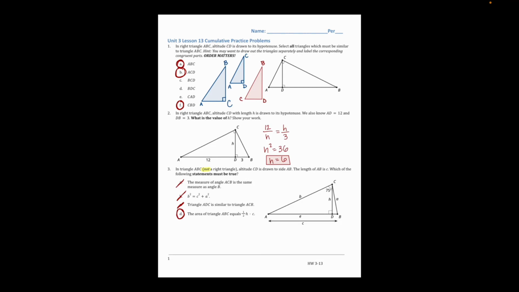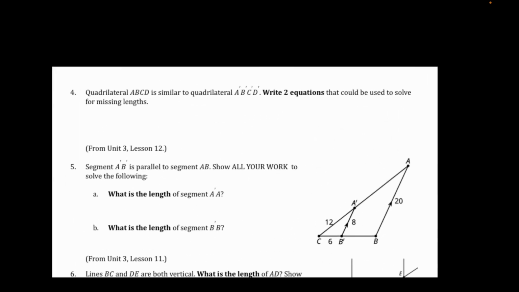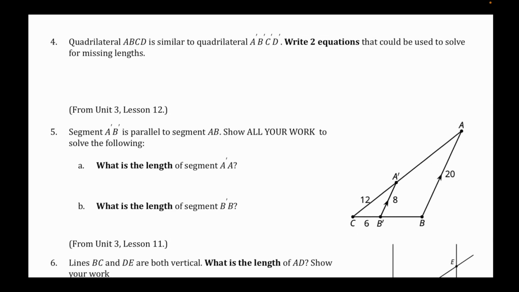So that's it for the first 3 questions. We're going to move to the back, and then we have 4 more. So quadrilateral ABCD is similar to A prime, B prime, C prime, D prime. We are going to write 2 equations that could be used to solve for missing links.